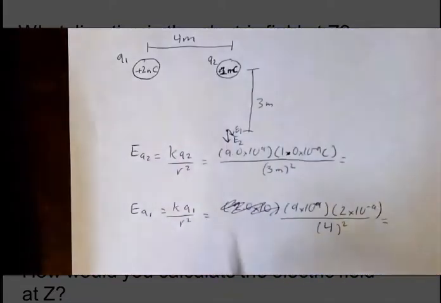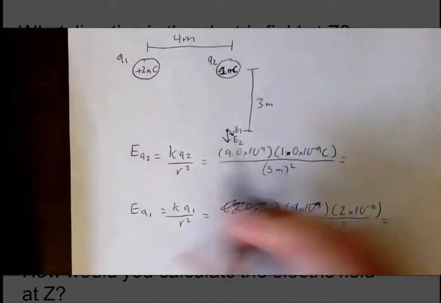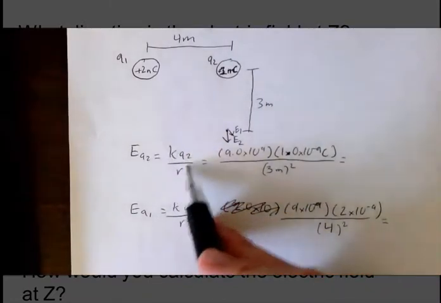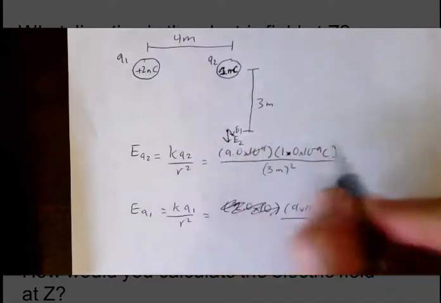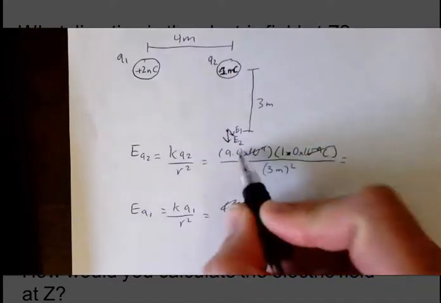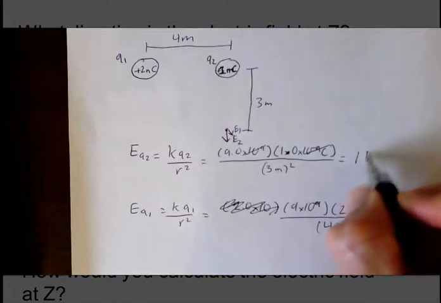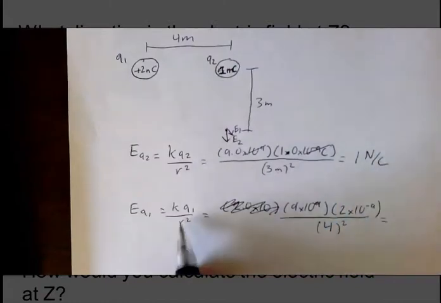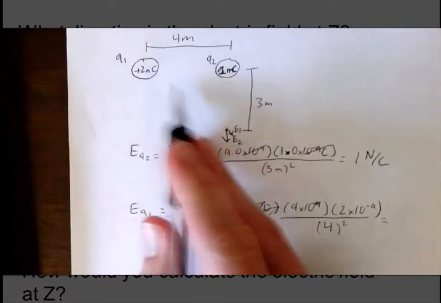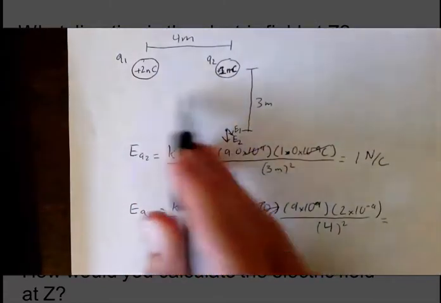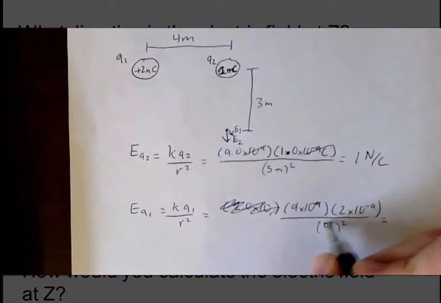And I need to draw a bigger picture of this later here. But the numbers look like this. kQ2 over r squared. This is 10 to the 9th and 10 to the minus 9. This is 9 divided by 9. Turns out to be 1 newton per coulomb. Tried to make the numbers easy. The second one is this electric field from Q1. This distance is what? How far is it from there to there? I put 4 here, but that's actually wrong.